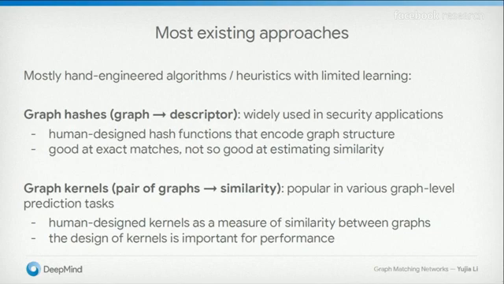Another notable approach is graph kernels, which take a pair of graphs as input and then compute a similarity score on the pair jointly through some human-designed kernels and computation processes. This approach is very popular in various graph-level prediction tasks like graph classification.